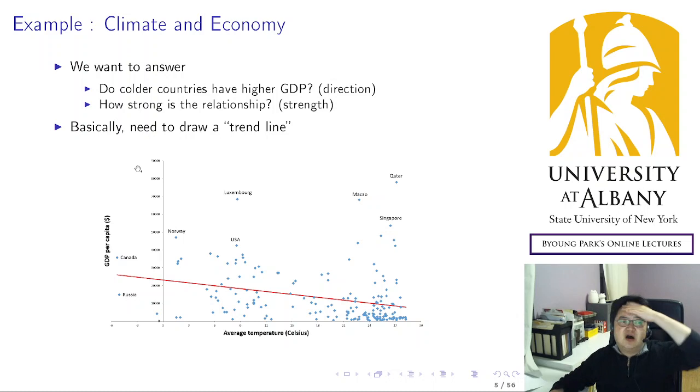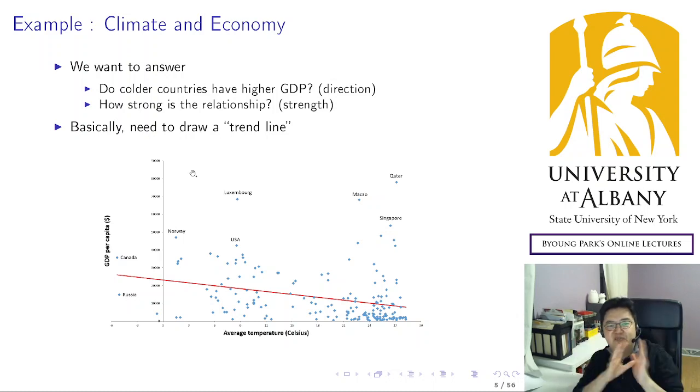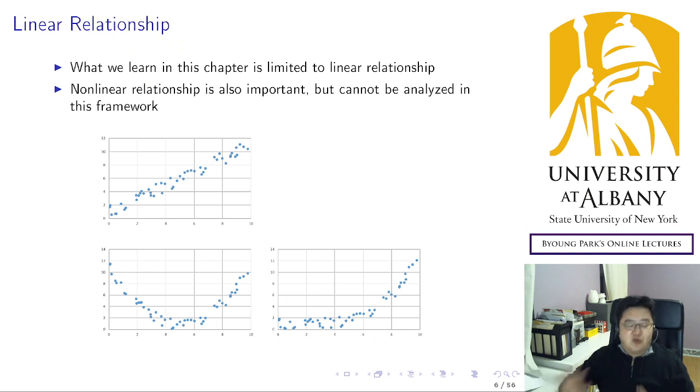So from this picture, you can tell the relationship is not that strong. Anyhow, this is a simple summary of what we are going to do. We are going to make a straight line, and we will tell the slope, and we will tell the dispersion, the deviation from the trend. And these two will be our main interest.